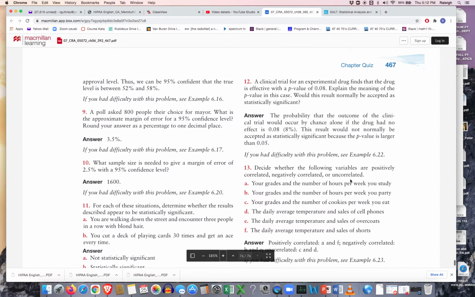Now, decide whether the following variables are positively correlated, negatively correlated, or uncorrelated. Okay, this is interesting. You don't have to do any graphs. You don't have to put any scales down, anything like that. This is more of an intuitive situation. And here's a classic one that every student needs to be aware of. Your grades and the number of hours per week you study. Yes, they are positively correlated.